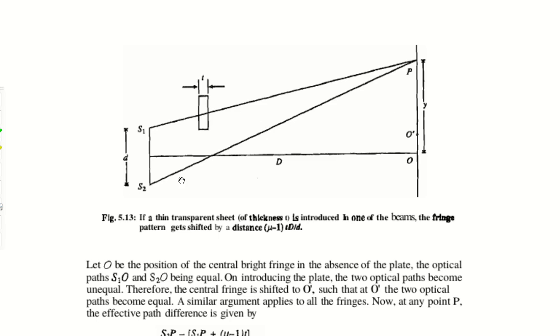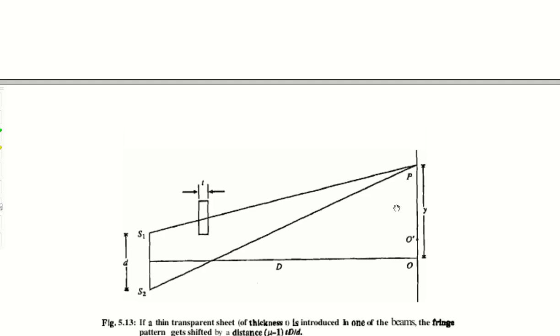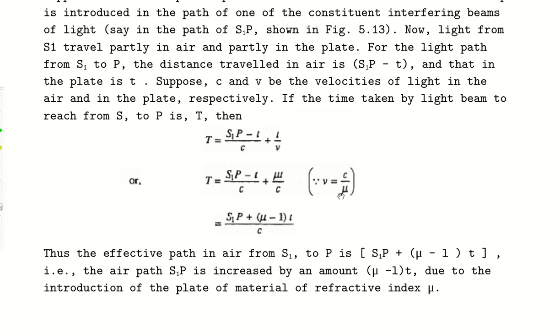For S2P it is simple, S2P by c, because it is totally traveled in free space. The total time I have described is written here. And what is v? You can use the formula for the refractive index mu of the glass plate, mu is equal to the speed of light in vacuum c by v, the speed of light in that medium. So v is equal to c by mu, and putting that into the equation, c will be common, and we get S1P plus (mu minus 1) times t, by c.